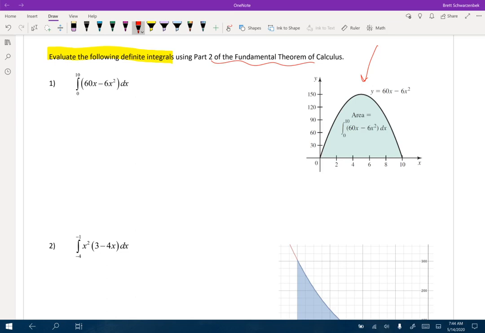So look at number 1. We are trying to find the area under the curve 60x minus 6x squared with respect to x from 0 to 10. Just a quick look at the picture. We are going from 0 to 10. We have the graph of this curve right here. This curve is our function, 60x minus 6x squared. And by asking you to do this, all we're doing is finding this area. That's it. We're finding that exact area under the curve, and that's the point of what we're doing.